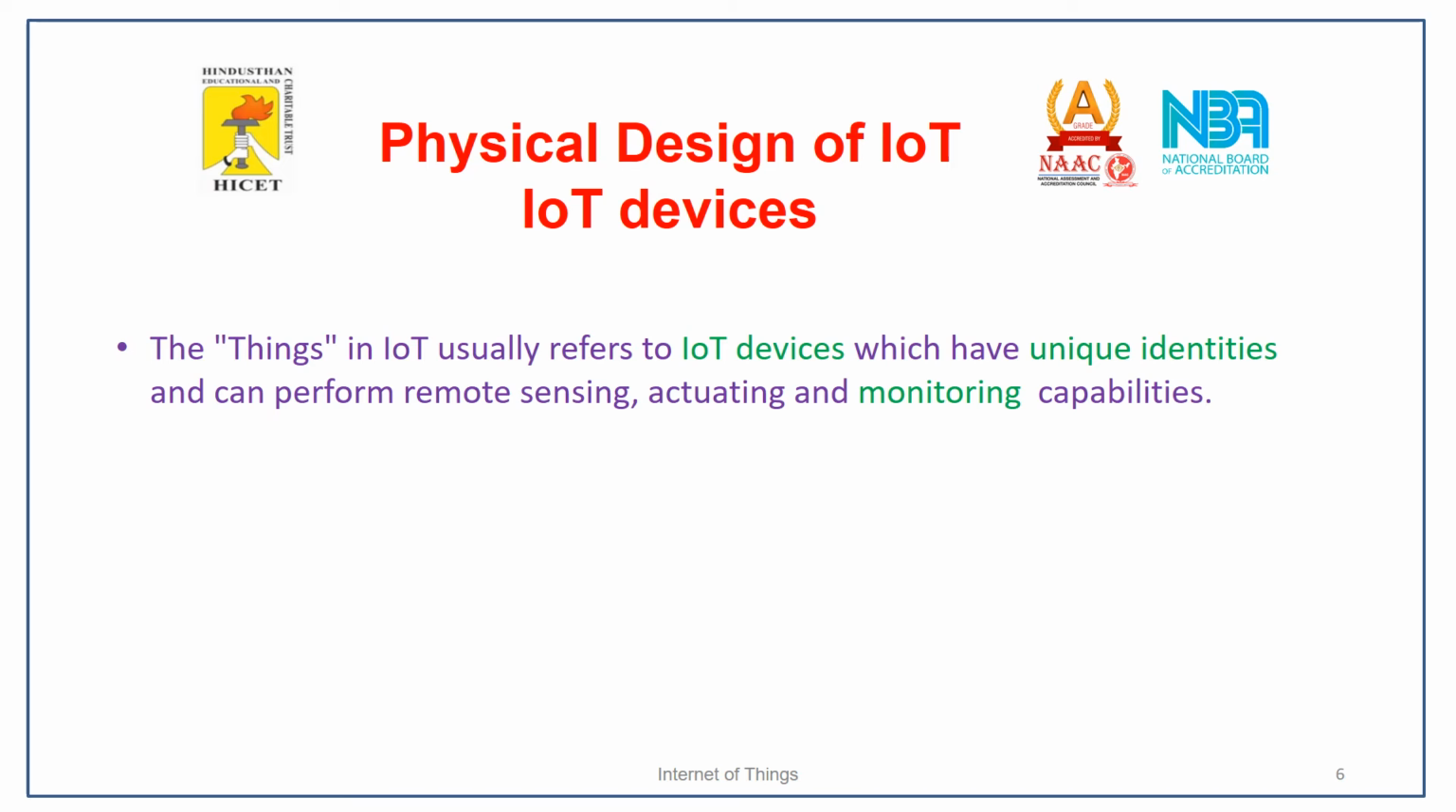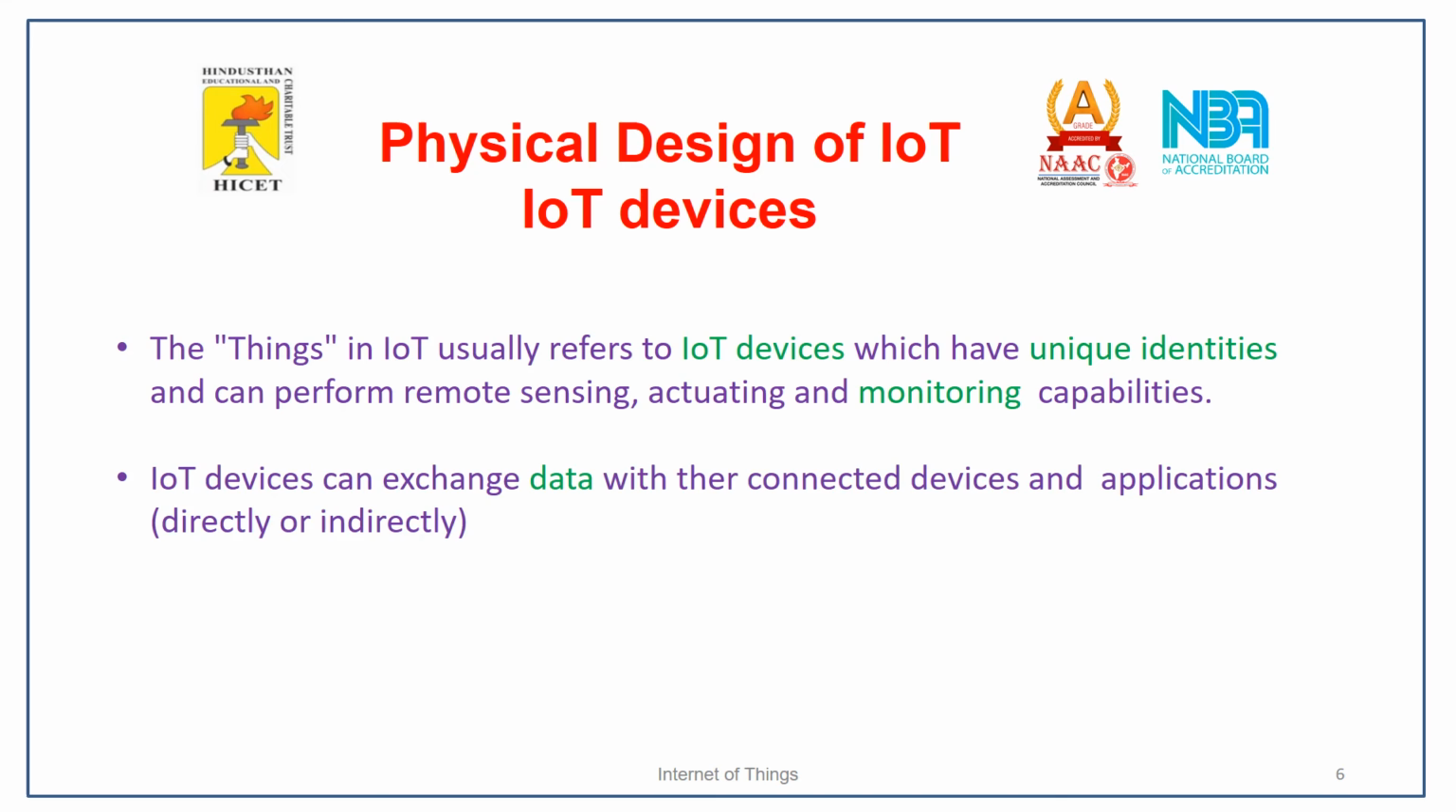So first we'll see the IoT devices. IoT devices or things usually refer to the basic element, and they have unique identities, that is nothing but the IP address. They will perform remote sensing, actuation, and monitoring capabilities. The IoT devices are able to transfer data with connected devices, other IoT devices, and applications, directly or indirectly.